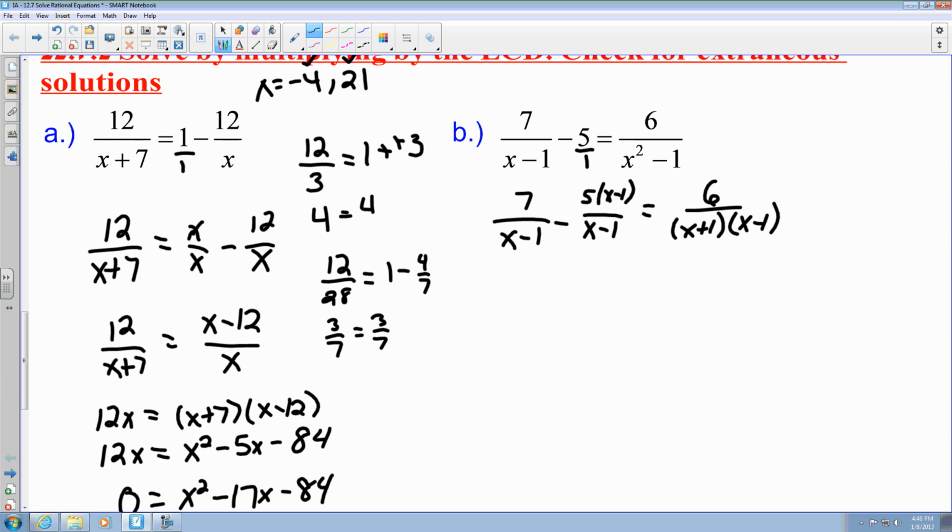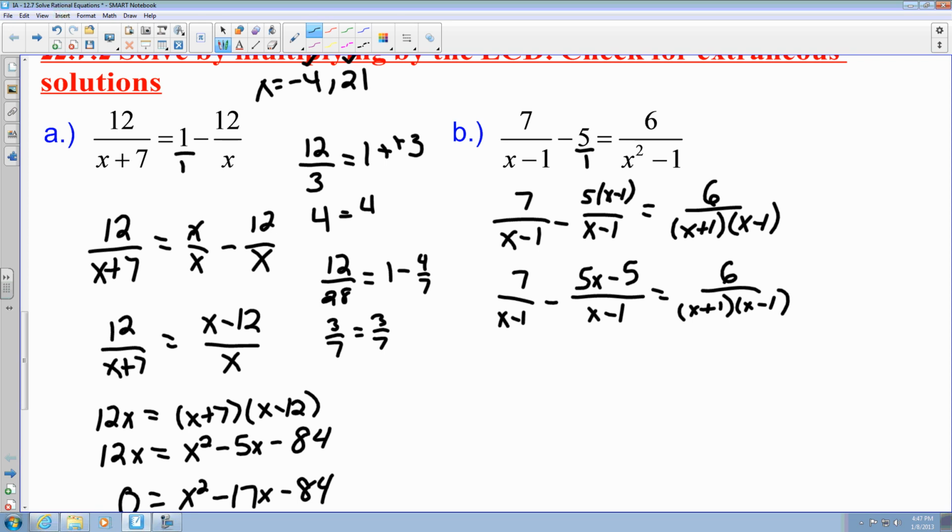First thing I'm going to do, before I combine the two fractions on the left-hand side, I apologize, I'm going to distribute that 5 over the x minus 1, which leaves me with 7 over x minus 1 minus 5x minus 5 over x minus 1 equals 6 over x plus 1 over x minus 1.